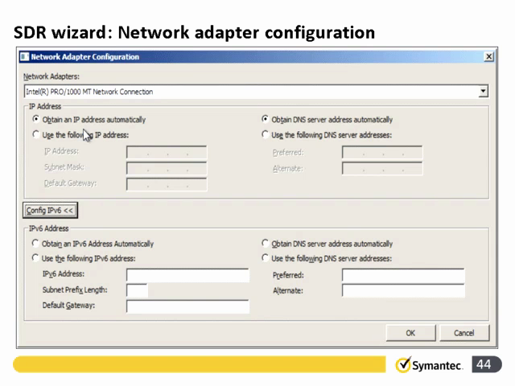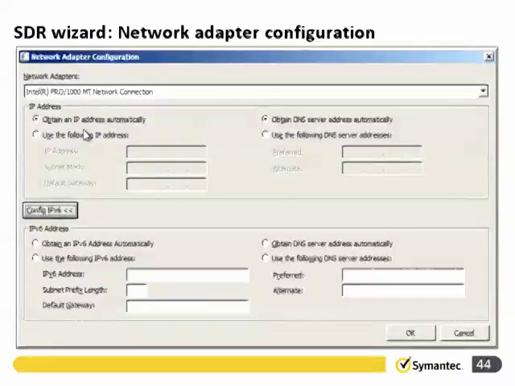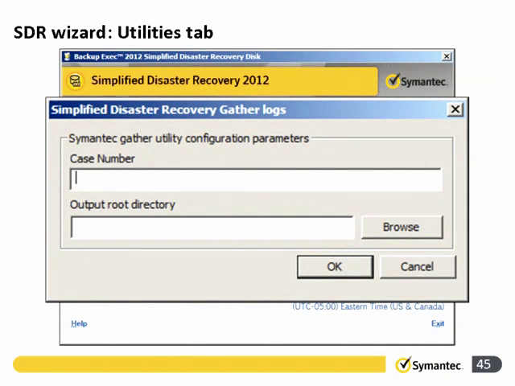You can change the network adapter configuration settings so that it is obtaining an IP address, or you can set it for a specific IP address. You can also use the Utilities tab to gather up log files to send to tech support if you have an open case with tech support. And then you could output the log files to the mapped drive.